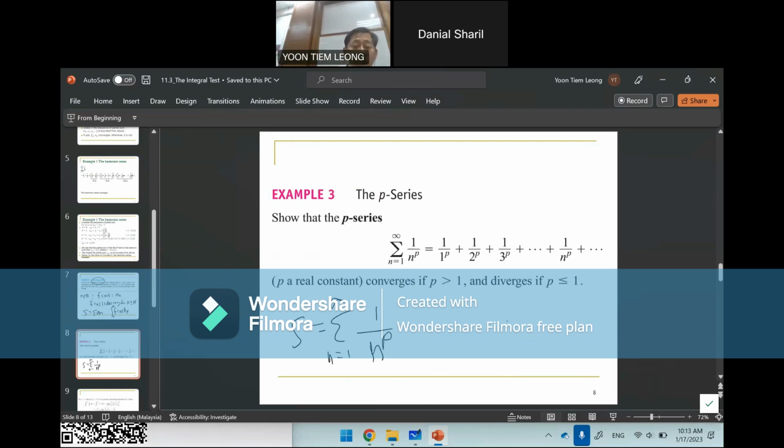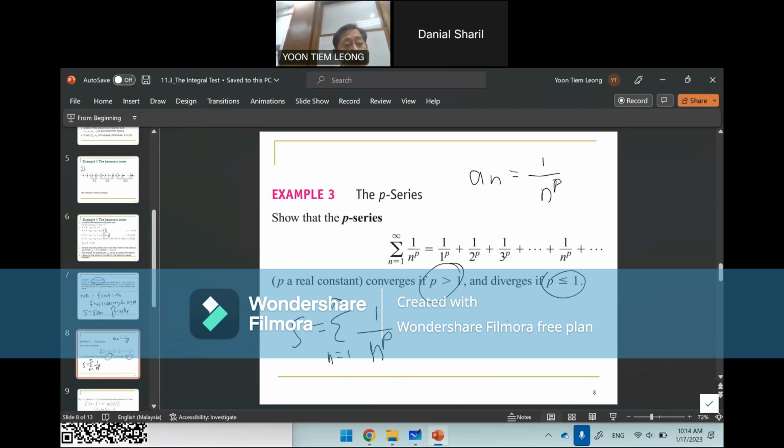It's just a series where the term in the series a_n is given by 1 over n raised to the power of p, where p is a constant. Okay, so you ask the question, is the P series convergent? The answer is it depends very much on the values of p. If p is a positive number larger than 1, then the P series will converge. If p is equal to or less than 1, then the series will diverge.